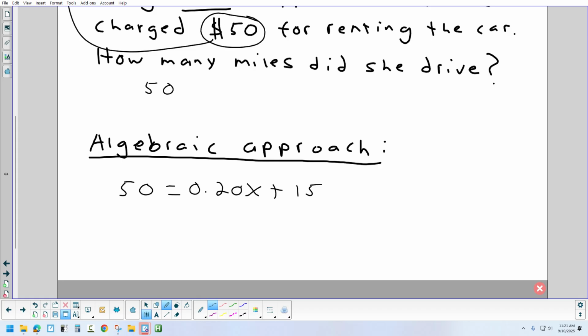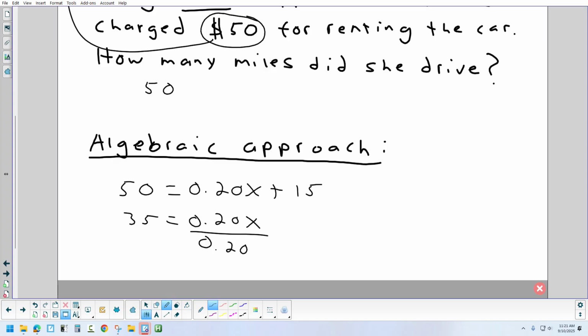Yep. And what did we just say the first step was to get x by itself? Minus 15. Yep, minus 15 from both sides. So that leaves you with 35. And what was our last step? Divide by 0.2. Yep, and divide by 0.2.